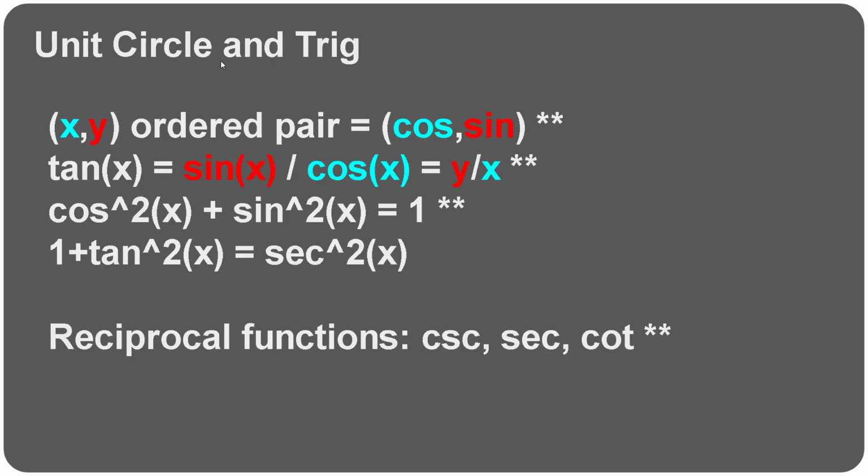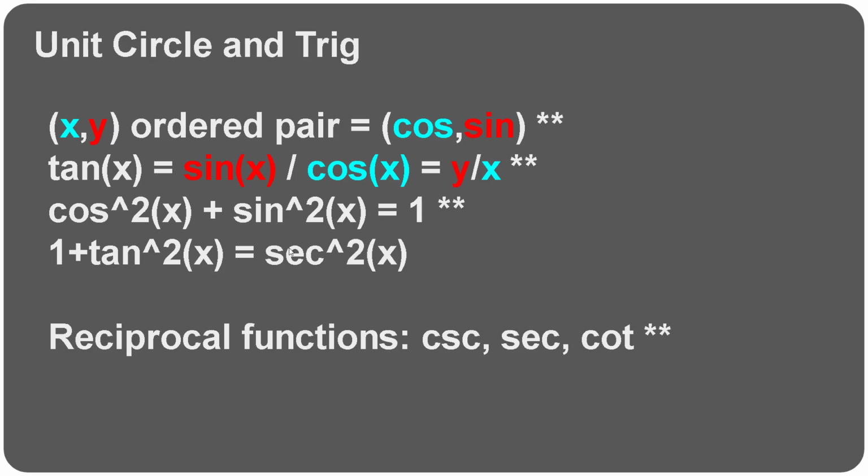So let's go over some important unit circle stuff. When you have an ordered pair x, y, it is also the same as cosine, sine. So the x is cosine, the y is sine. This is really important. Once again, you should know this stuff. This is also important. Tangent is just defined by sine of x divided by cosine of x, which is also the same as y divided by x. And then cosine squared plus sine squared is equal to 1. These are like the most important trig identities that I think you should know.